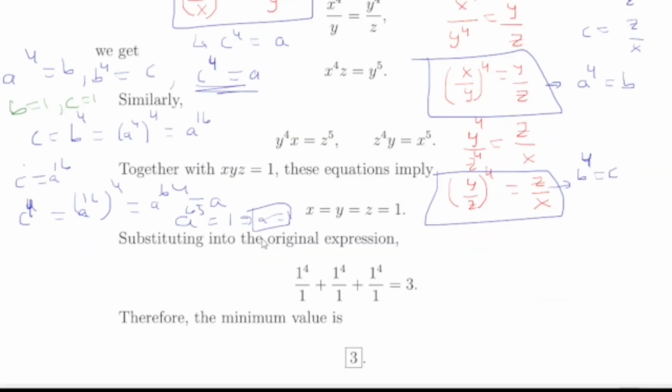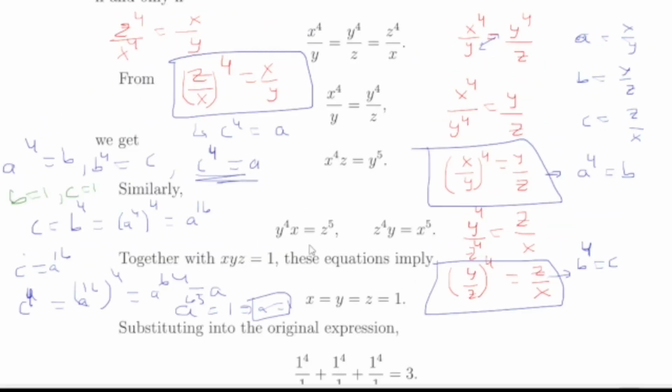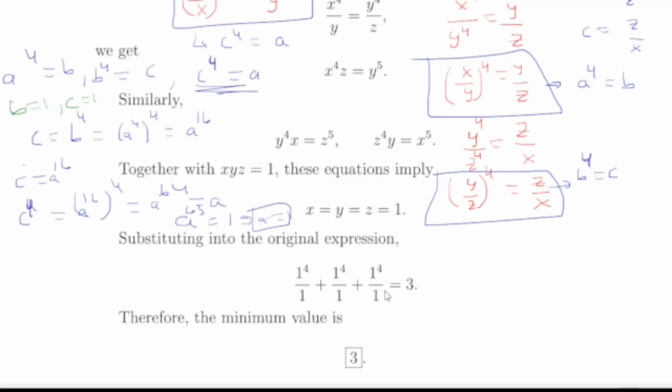And so recall that a was x over y, so it's 1 divided by 1. b is y over z, 1 divided by 1. c is z over x, 1 divided by 1. So we end up getting that x equals y equals z equals 1. And so we can substitute that into the original expression. Remember, this was s, and we get that the minimum value is 3.